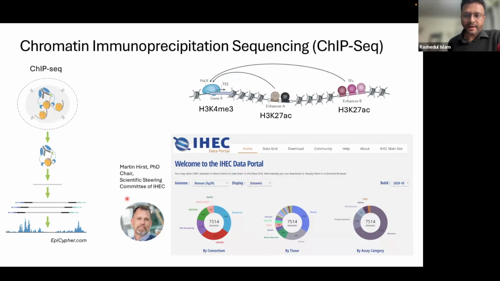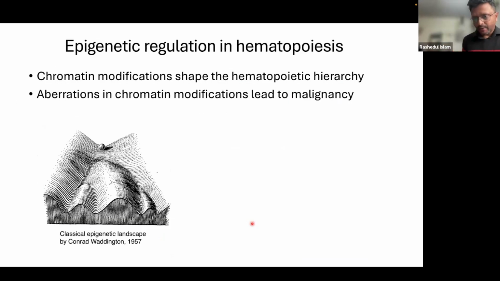Most of the data is publicly available. So far, they have generated more than 7,000 datasets from different tissues, most of them histone modification data. The purpose of IHEC is to study human tissues, to understand the epigenomes and transcription regulation. In my PhD, I worked on the IHEC dataset, so I will show some data from my work.